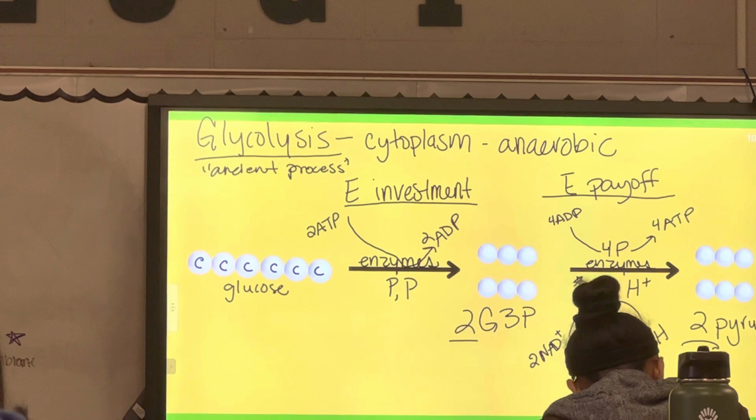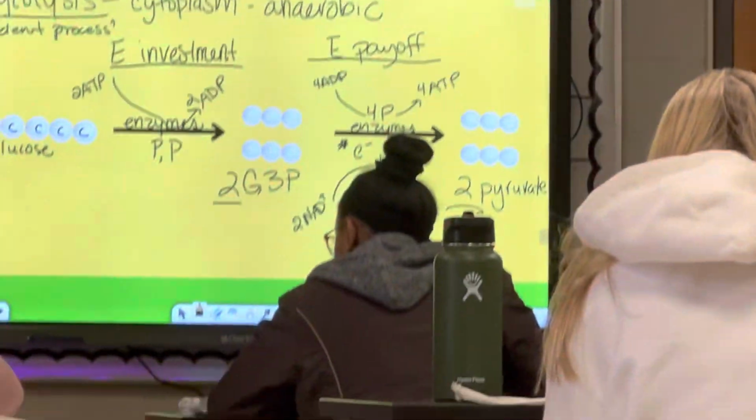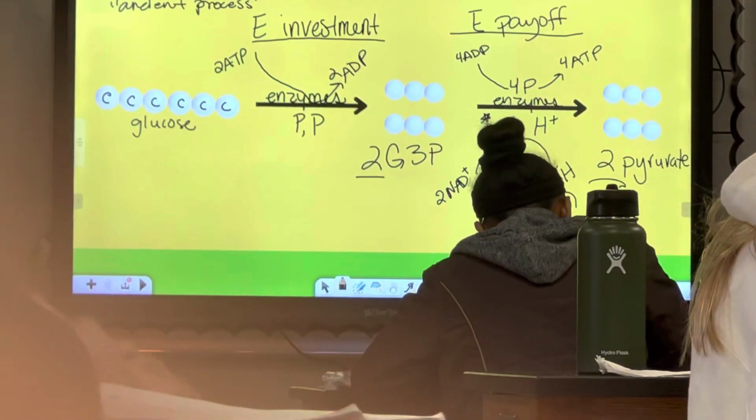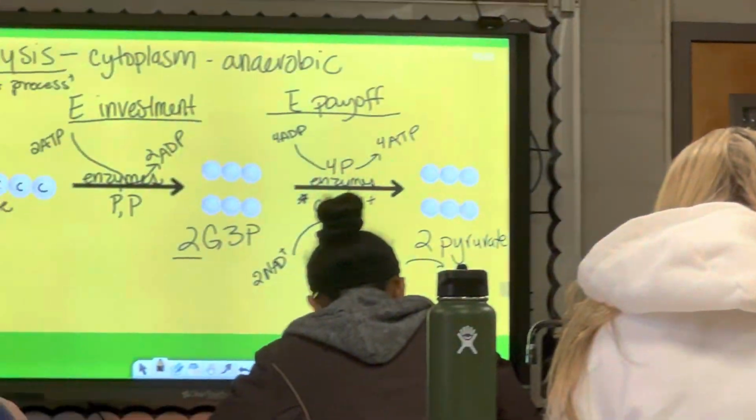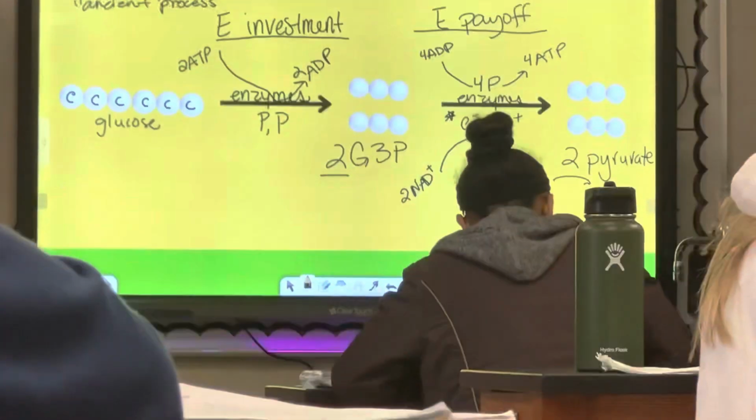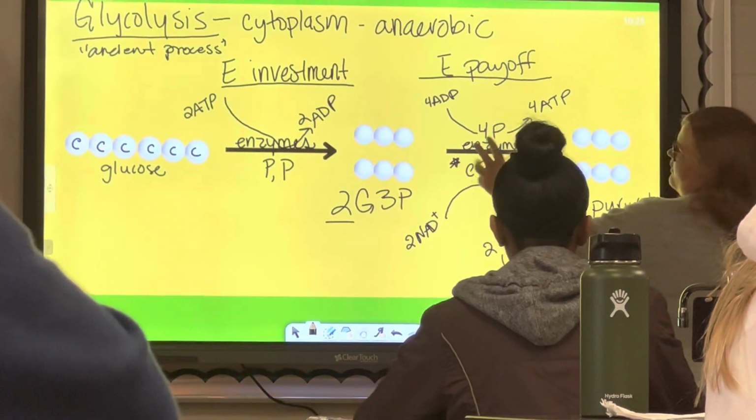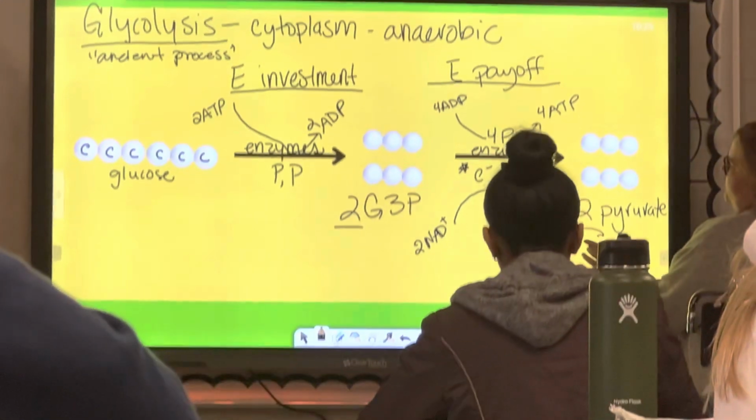Electron carriers, do they ever just get to hold on to their electrons forever? No, this is no different. So this NADH that's getting made is going to travel to the ETC. It has a purpose. And then after we reshuffle, lose all of these things, we're gonna be left with two pyruvate.